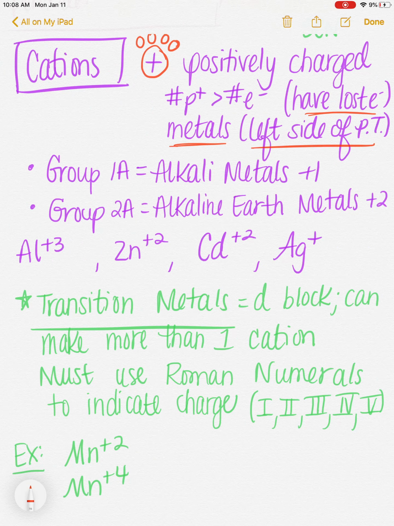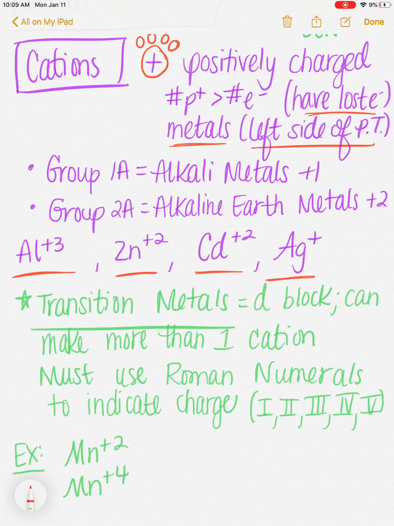Group 2A, the alkaline earth metals, will always be a +2. Some other cations which you will come across: aluminum is always Al3+, zinc is always Zn2+, cadmium is Cd2+, and silver is always Ag+. There's another big chunk of metals, though, that we haven't discussed yet, the transition metals.